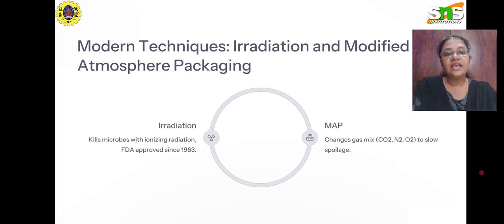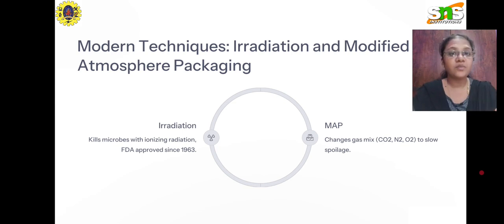Irradiation is based on the particular food material, where some ionizing radiations are passed over the top of the food so that it will kill the bacteria present on the layer of the food material. This method was approved by the Food and Drug Administration, and it was put into practice from the year 1963 itself.